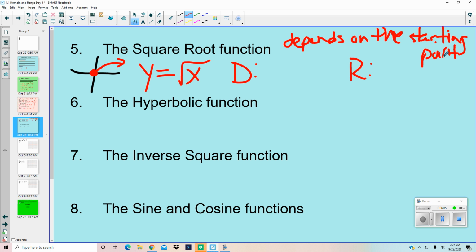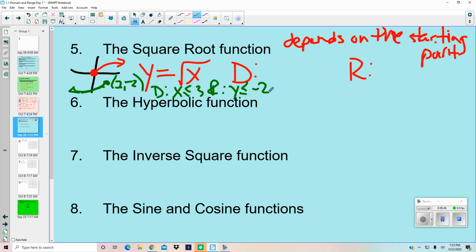And I'll show you some examples, but you're going to have x is greater than or equal to some value and y is greater than or equal to some value, depending on where the square root starts. So you could have a square root that looks like this, and say the starting point is 3, -2. My domain would be x values less than or equal to 3 because you can see that it's going to the left. My range would be y values less than or equal to -2 because it's going down.